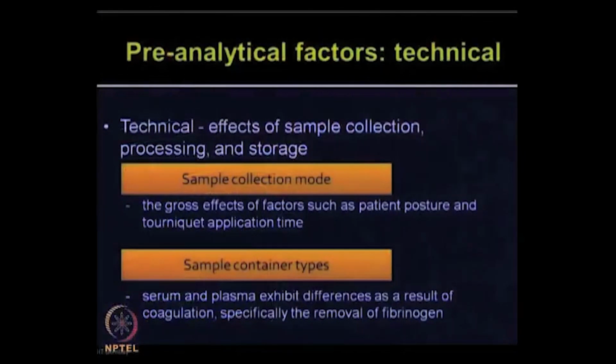Now, we have looked at different types of biological pre-analytical factors. Then there are different types of technical artifacts: how to collect the samples, how to process the sample and how to store those. The sample collection mode, the gross effect of factors such as the patient posture and the tourniquet application times, these are very important.